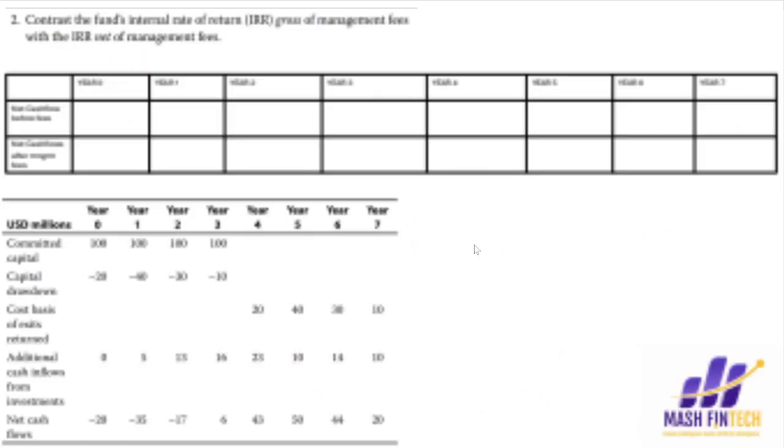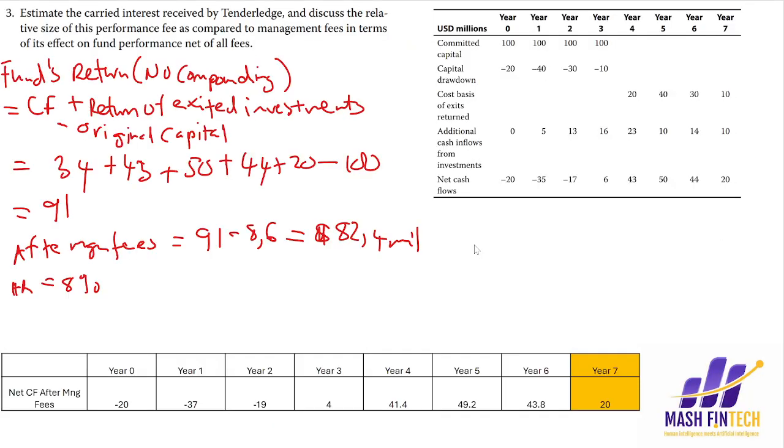So let's go back here. It's 8% of the invested amount over 4 years. So it's 8% of 100 million times 4 years. To calculate this, it's 8 times 4, which is 32 million.